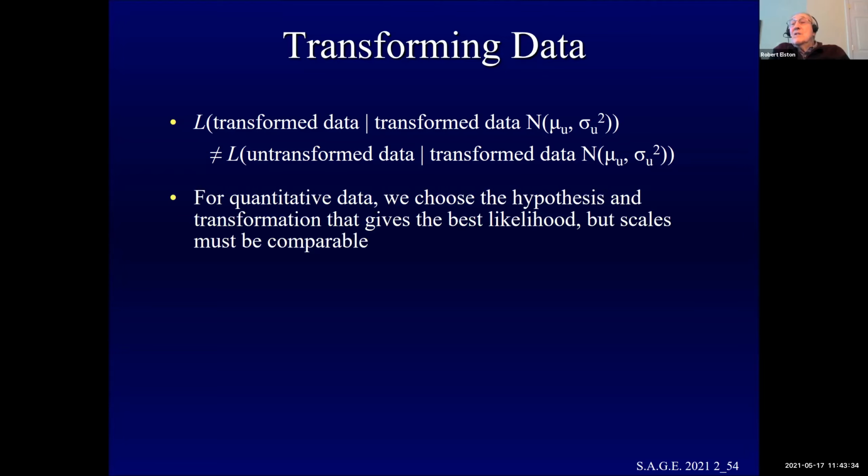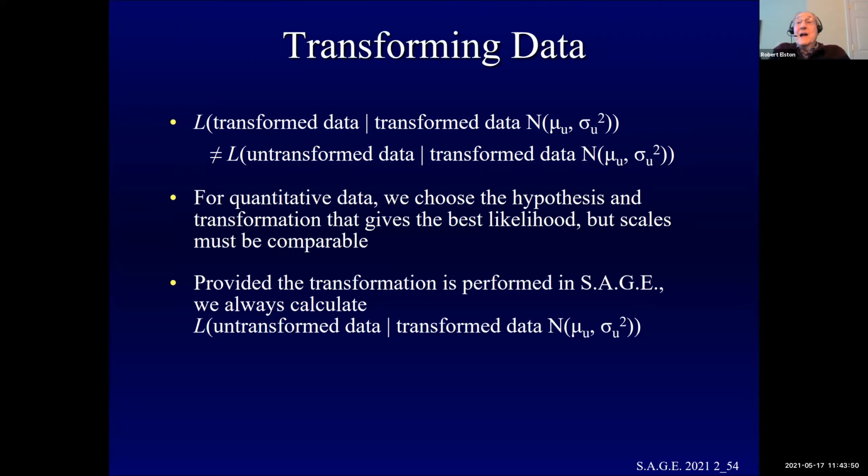for quantitative data, we choose the hypothesis and the transformation that gives the best likelihood, but the scales must be comparable. And that's all you have to remember, really, except with S.A.G.E, you don't even have to remember that, because provided the transformation is performed in S.A.G.E, we always calculate the likelihood of the untransformed data given its transformed version for the analysis. We do this automatically for you.